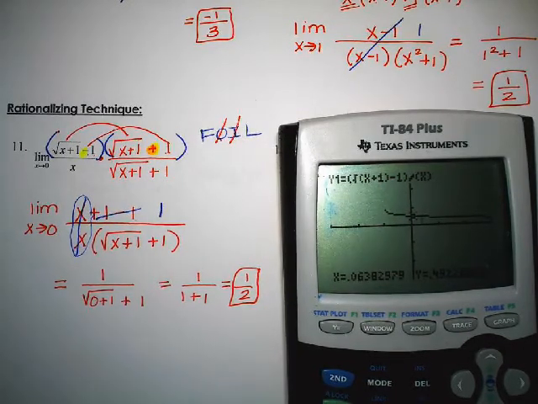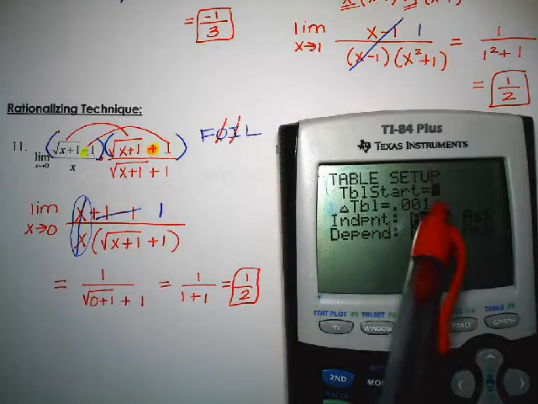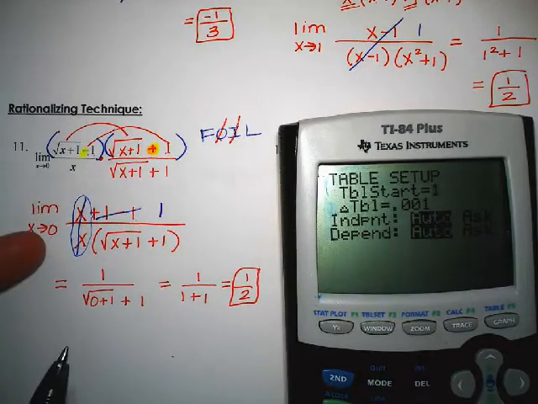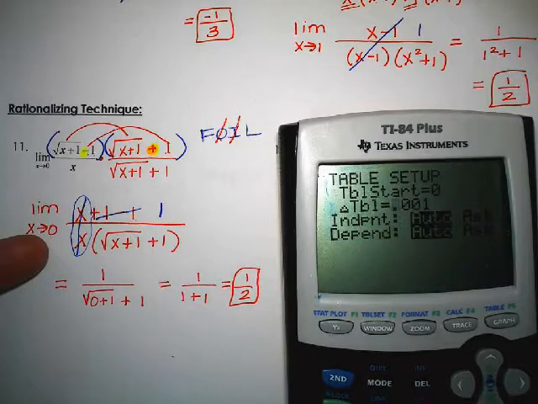If you hit on your calculator, second window, what it does is it sets up your table. And it doesn't matter what your table start is at right now. I would recommend, though, changing your table start to whatever x is approaching. So in this problem, x is approaching 0. So I would make my table start at 0. Your change in table is probably not at this very small number. Your change in table might be 1 right now.